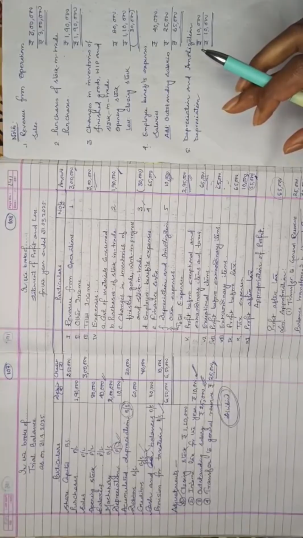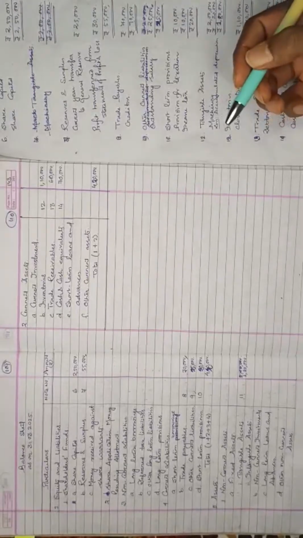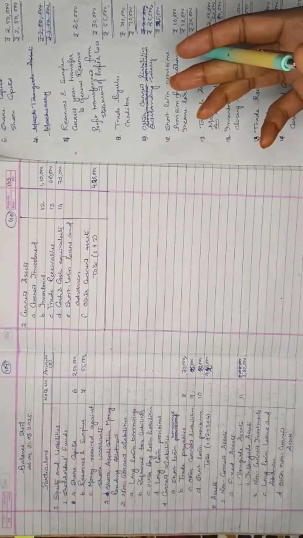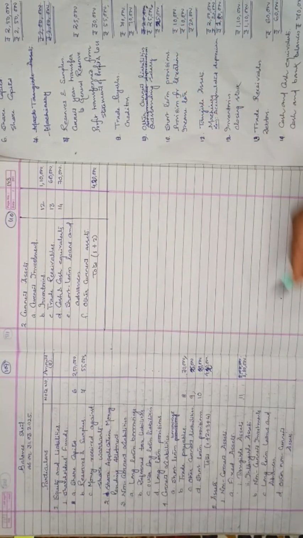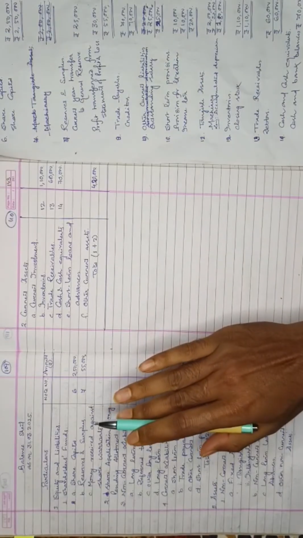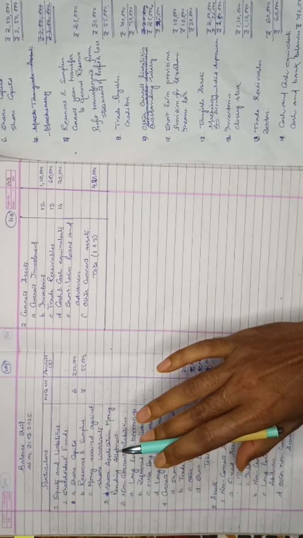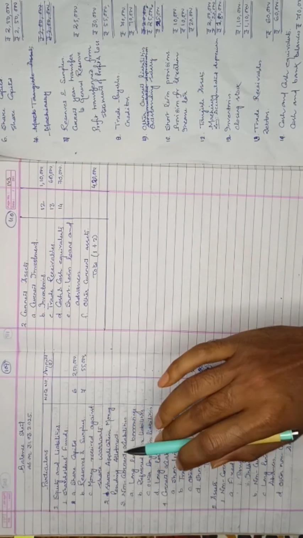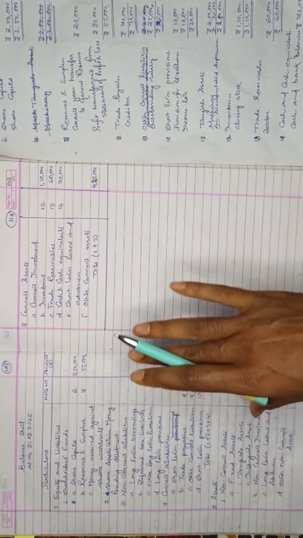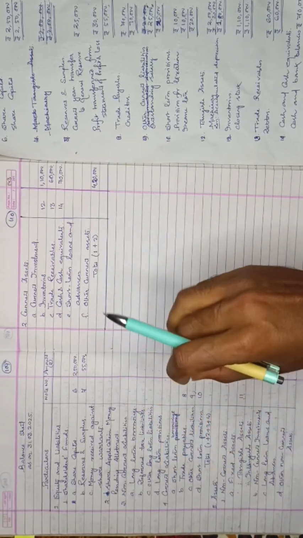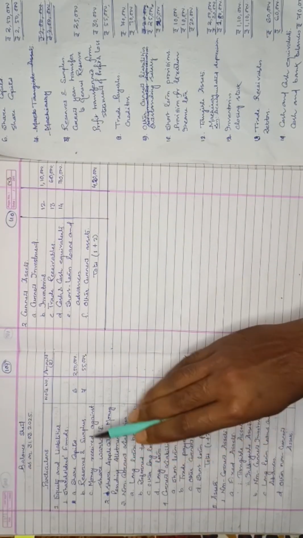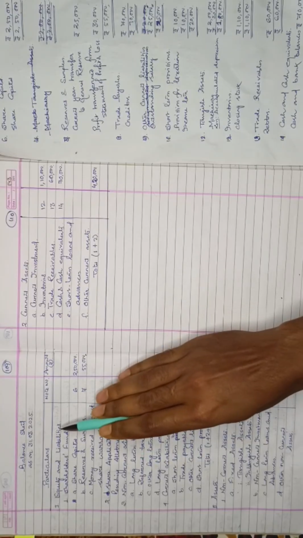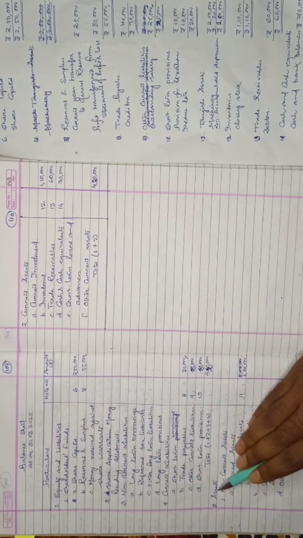Now we'll see the balance sheet. I have already prepared the balance sheet, so I'll show you how I have prepared it. You need to follow the same structure as given in Schedule 3 of the Companies Act. I have prepared it according to Schedule 3, and you need to follow the same format. The first part is your equity and liabilities, the second is your assets.